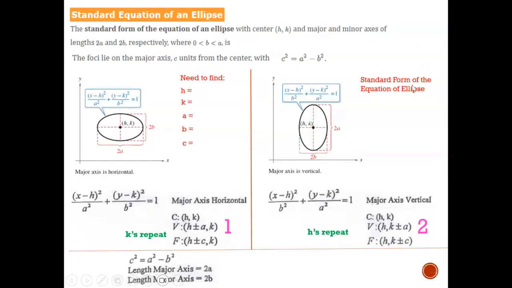We need to find the standard form of the ellipse and the center. The center will be (H, K). We need to find the vertices. Hey guys, these are the vertices. Let me show you at the corner. On the major axis, you see, these are the vertices.